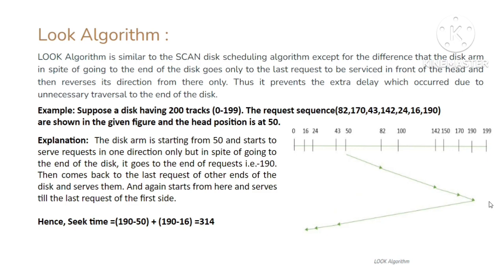It will look at what the last request is on the upper side and what the last request is on the lower side. It will go only to the last request, not the last track, from the upper side or the lower side. This is the main advantage of the LOOK algorithm. As I explained, the disk arm starts from 50 and serves requests in one direction only, but instead of going to the end of the disk, it goes to the last request, 190, and comes back to the last request. So there will be 50 to 190, then 190 to 16.